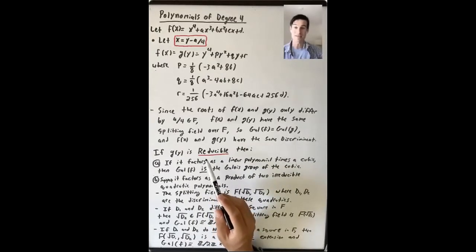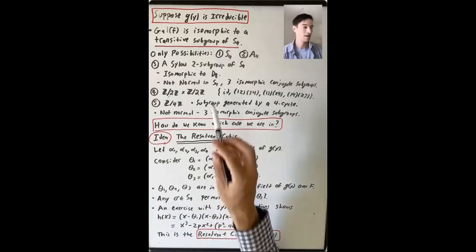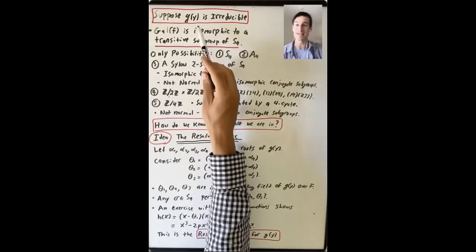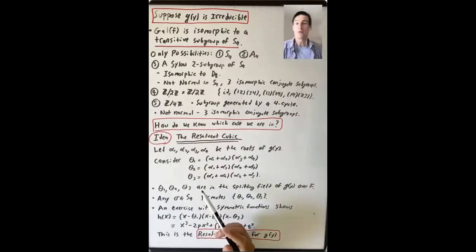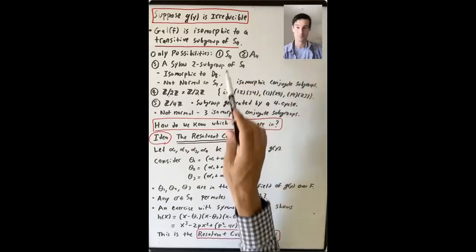So I'll pause and erase and talk about the more challenging case of how to understand the Galois group in the case that g of y is irreducible. Let's consider the more difficult case where our quartic polynomial g of y is irreducible. So what do we know? We know that the Galois group of this irreducible quartic is isomorphic to a transitive subgroup of S4.